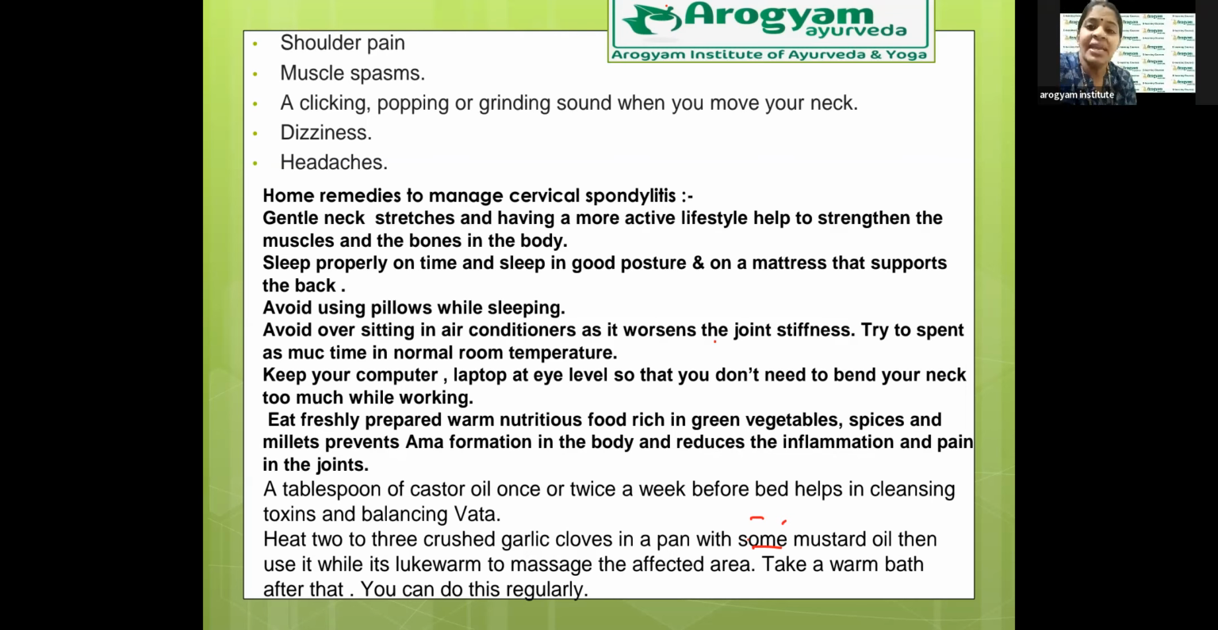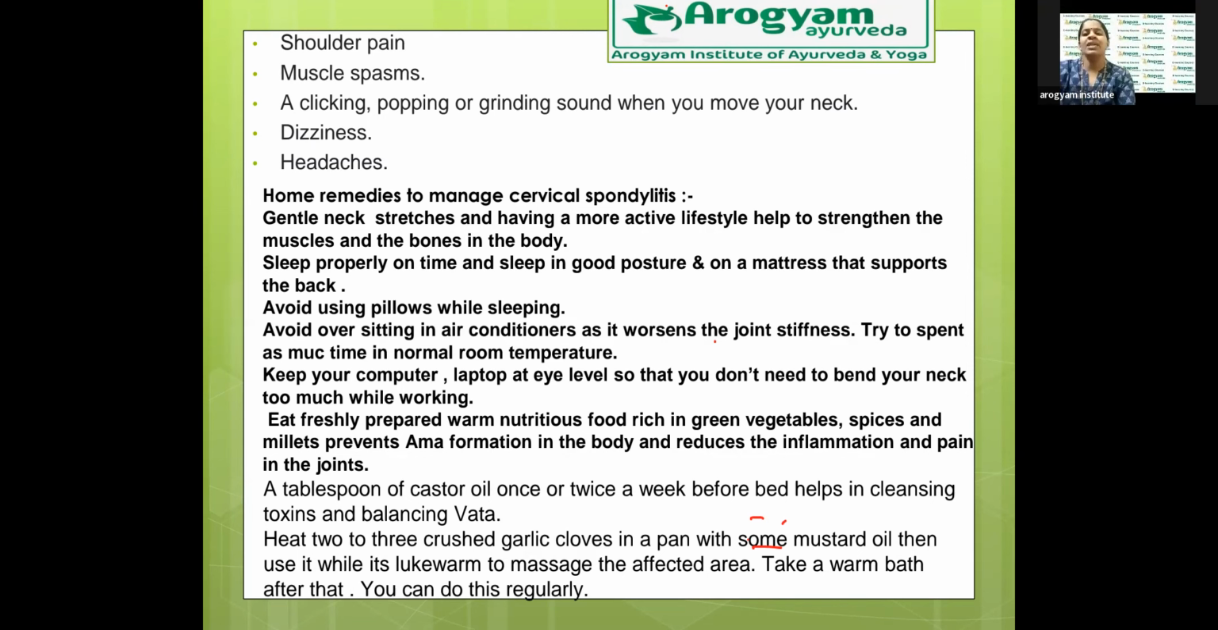See, the cold air that comes out because of the air conditioner, if our neck is exposed to that cold air, it can cause vata vriddhi, because shita is one property of vata, so that increases. Avoid using pillows while sleeping. See, pillows in the sense the hard ones and the thicker ones you need to avoid. Avoid oversitting in air conditioners as it worsens the joint stiffness. Try to spend as much time in normal room temperature as possible.